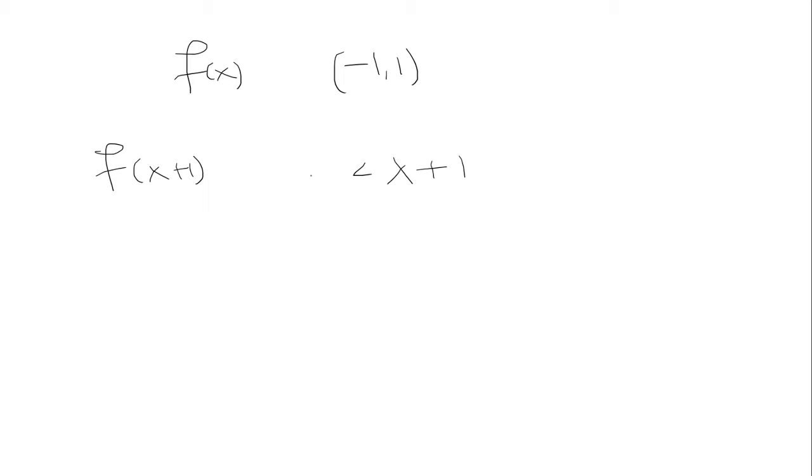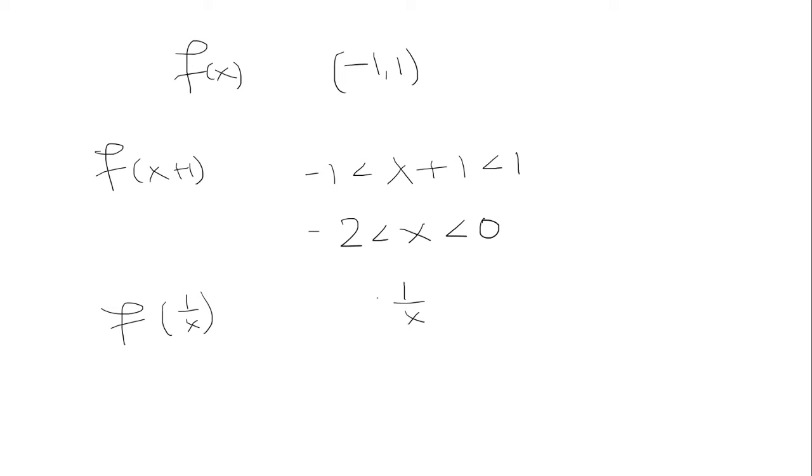So that has to be between -1 and 1. If I subtract all the sides by 1, I get -2 is less than x is less than 0. So that is the domain. Now let's look at f of 1 over x.